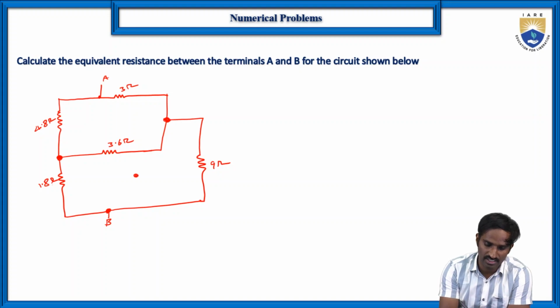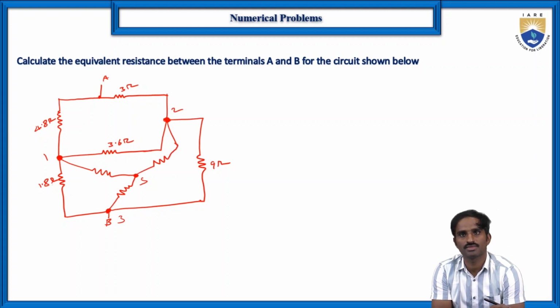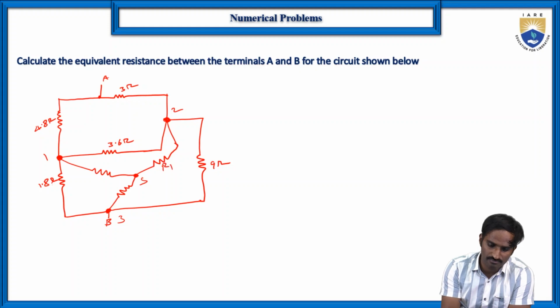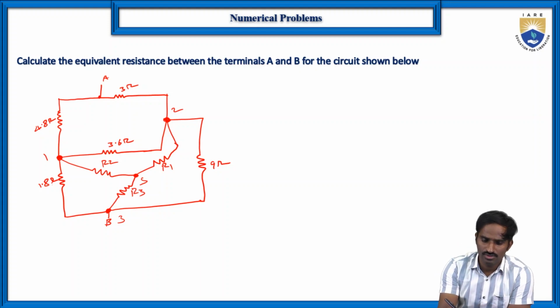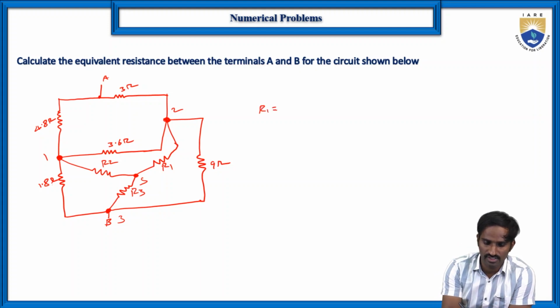So again here let us consider S, and this is 1, and this is 2, and this is 3. So in between 1 and S, one resistor is there, and in between this one resistor is there, and in between this, so let us draw here like this, one resistor is there. Again let us consider here it is R1, R2 and R3, right? So here R1 is equal to, again R1 is connected to node 2. What are the two resistors connected to node 2? 3.6 and 9. So 3.6 into 9 by 3.6 plus 1.8 plus 9.